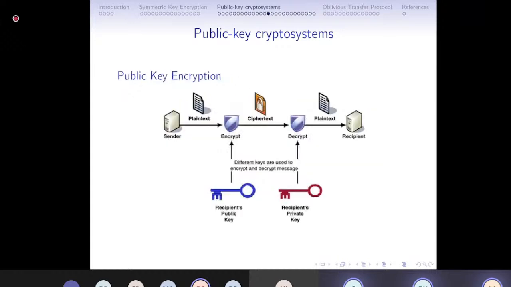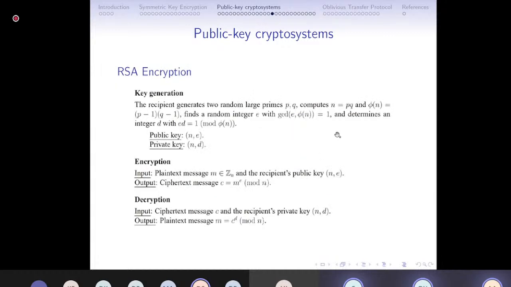Next one is the public key cryptosystem. What is a public key cryptosystem? As I have already mentioned, in a public key cryptosystem we have two keys, a public key and a private key. In order to encrypt a message, the sender simply uses the recipient's public key to convert the plain text into ciphertext and transfers this ciphertext to the receiver. The receiver uses his or her own private key to convert it back into plain text.